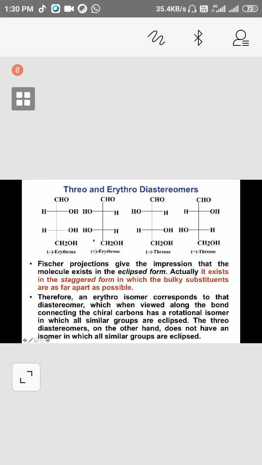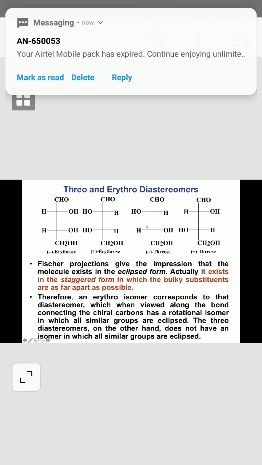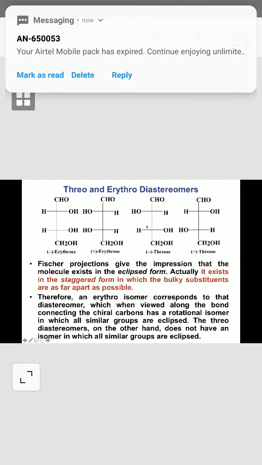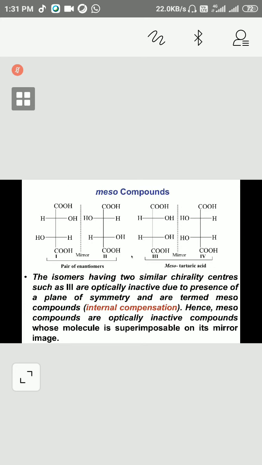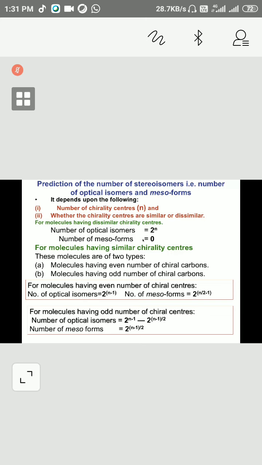Major compounds, you already know here. No problem. These compounds we discussed many times. The number of isomers we can calculate here. Number of optical isomers is 2 to the power n. Number of mesoforms depends on whether the molecule has dissimilar chiral centers or similar chiral centers. If they are not similar, mesoforms will be zero. If they are similar, then there will be some mesoforms.